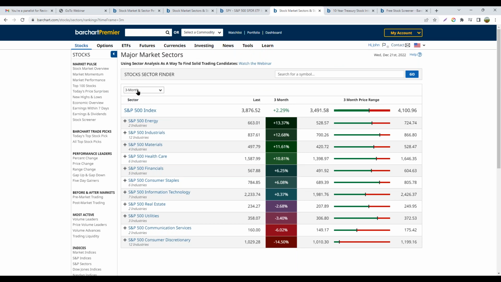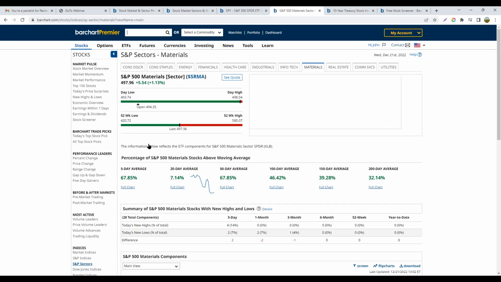Remember, our market cycle tends to lead, and we believe in momentum theory, that it's going to lead 6 to 9 months out. So if I can find stocks that are outperforming in the last month, the last 3 months, then I know those are the ones that will probably outperform for the next 3 to 6 months. And there's our materials. That was one of the sectors that has outperformed in the last 3 months.